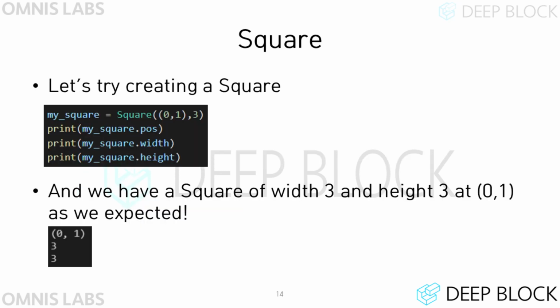Let's use the implemented square class. Unlike rectangle, we can initialize width and height attributes of square class by passing only the length as an argument to the initializer of the superclass rectangle.